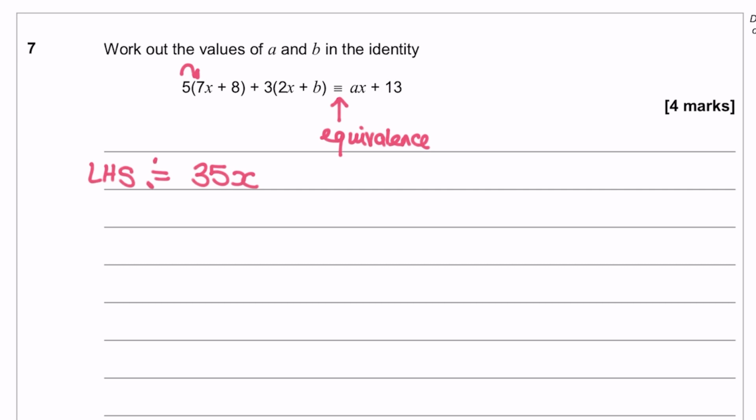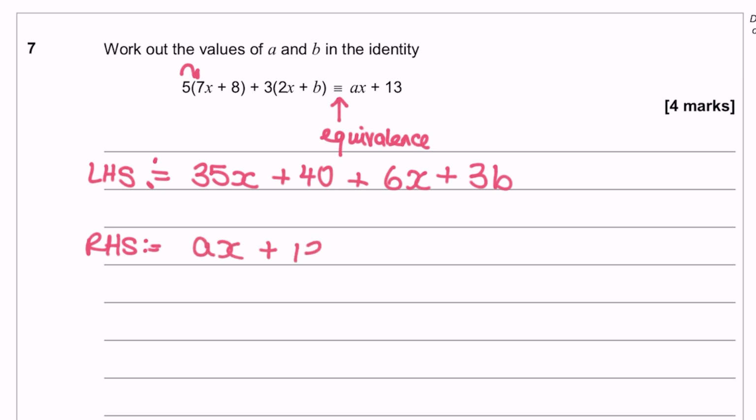5 times 8 gives you 40. Plus 3 times 2x, 6x. 3 times b, 3b. Then I've got my right hand side, where I've got ax plus 13. So what we're going to say is they're equivalent.